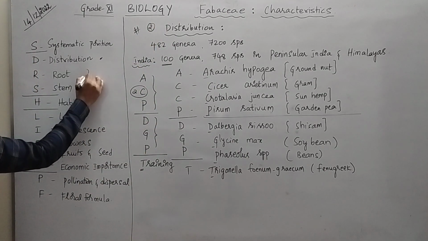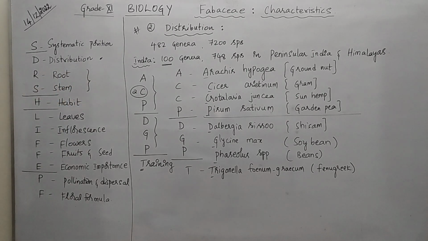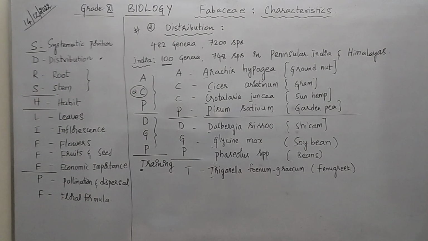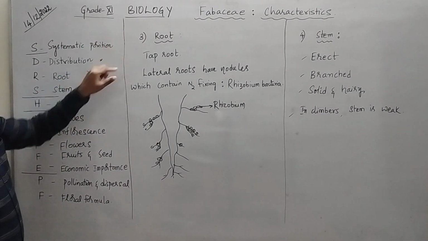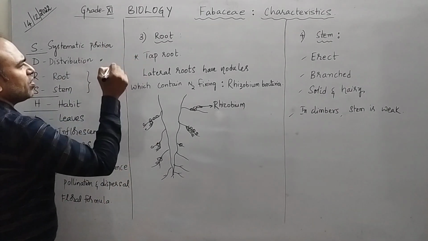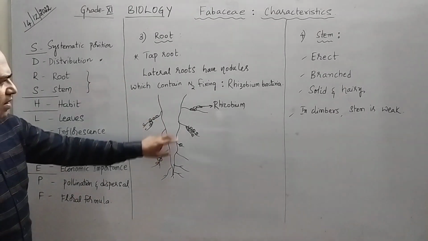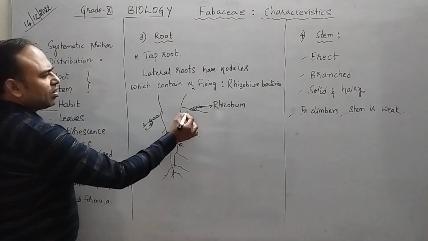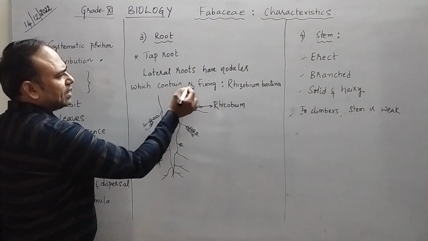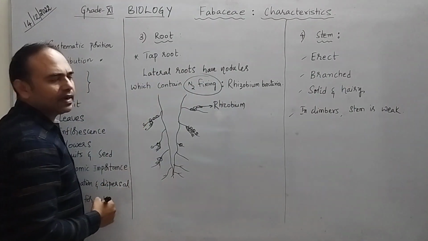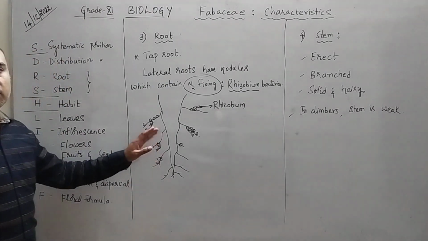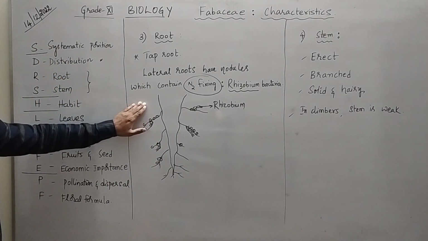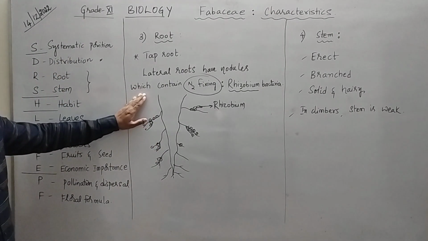Next, let us see the root and stem. If you see the root, we observe a taproot in Fabaceae. And the lateral roots contain nitrogen fixing bacteria, that is nothing but Rhizobium. So we can say that root nodules are present in Fabaceae. This is the characteristic feature of this family.